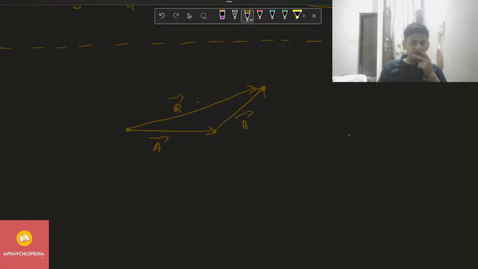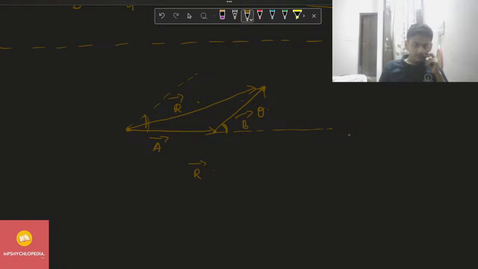So this is the R vector basically. The angle between two vectors is always taken from tail to tail. So you know that if I parallelly shift it, it will come something like that, and this will be the same angle by corresponding angles. So this is the angle between the vectors, theta, let's say. Now we have to derive the value of R.